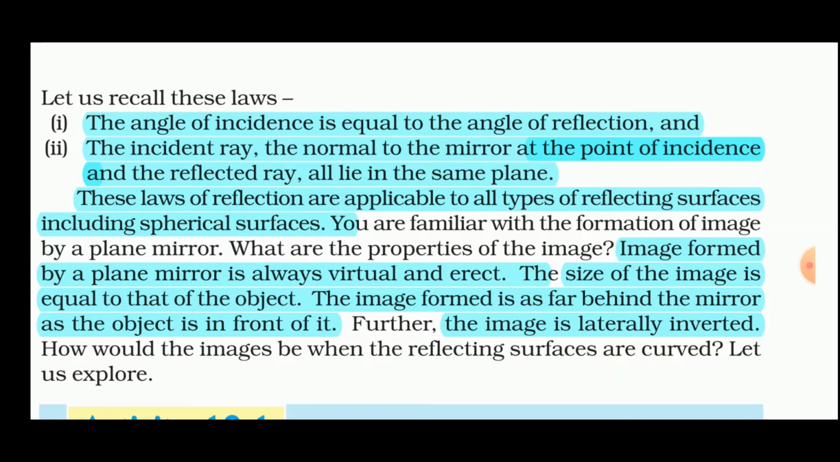Now when you are standing in front of the plane mirror, the characteristics of the image are: the image formed by the plane mirror is virtual and erect, meaning it is straight. Second, the size of the image is the same as that of the object. Third, the image formed is as far behind the mirror as the object is in front of it. So if you are standing at a distance of 1 meter from the mirror, then your image will be formed inside the mirror at a distance of 1 meter.